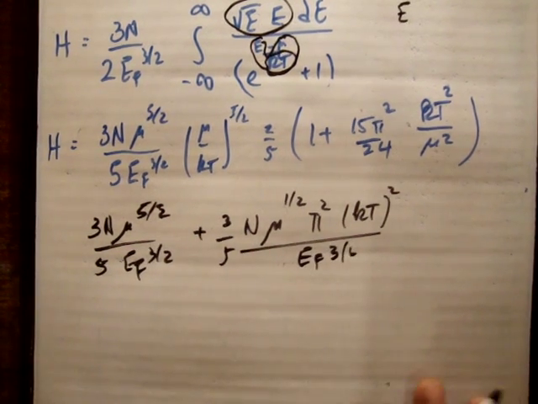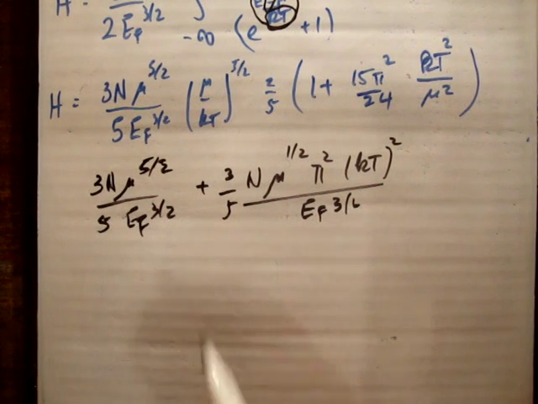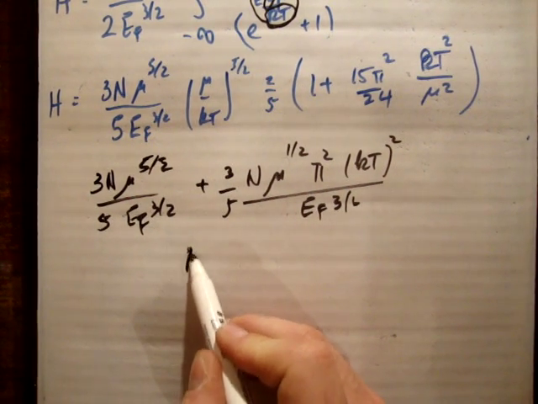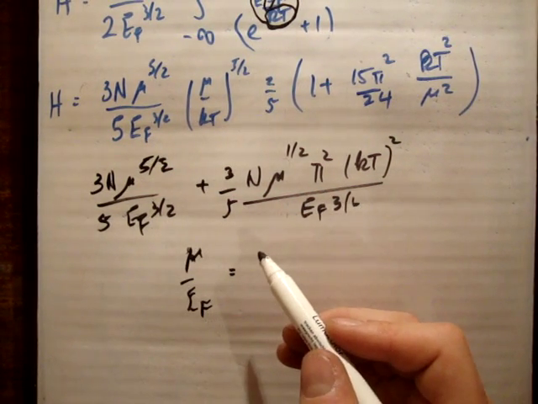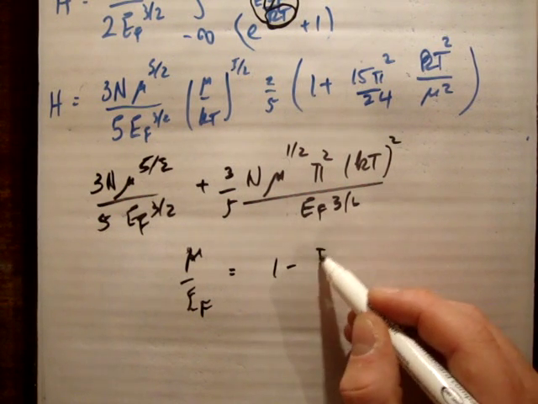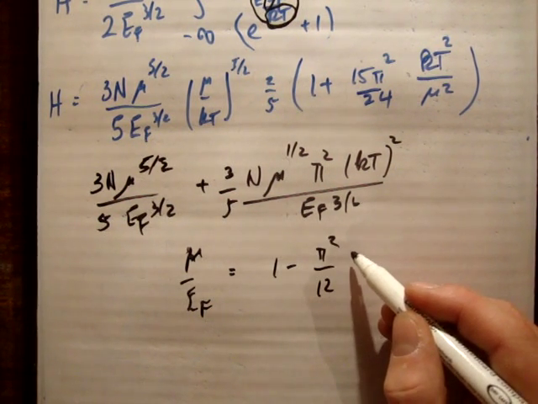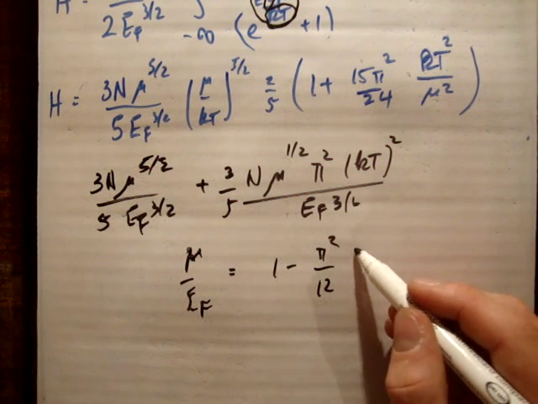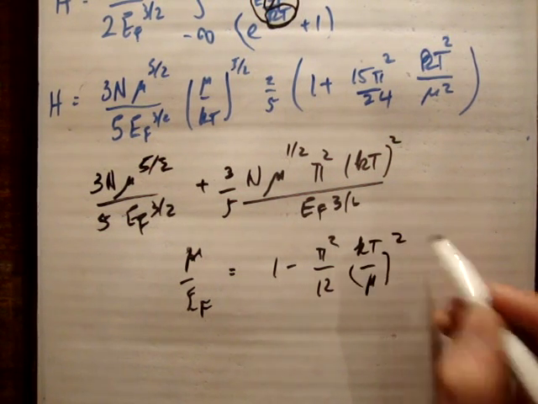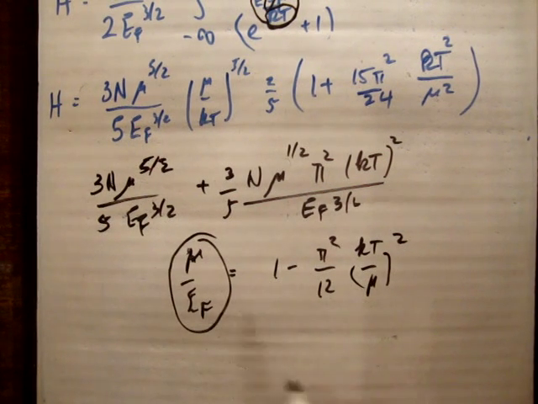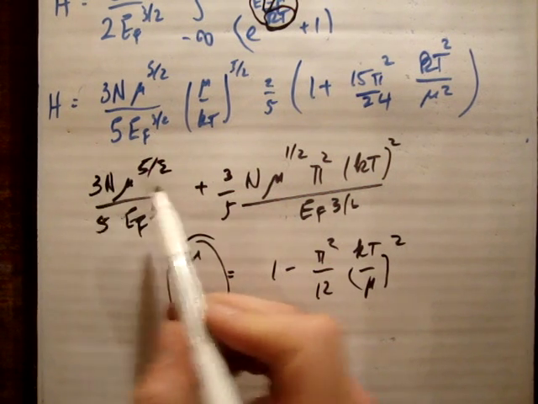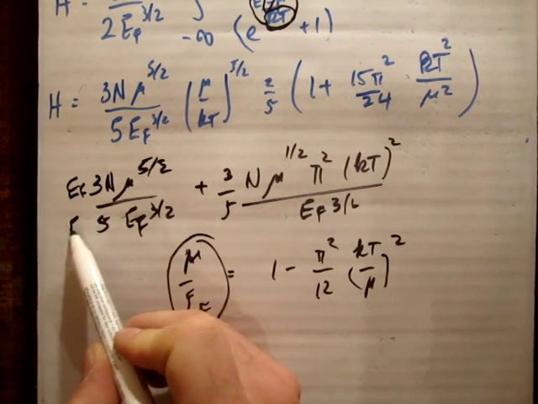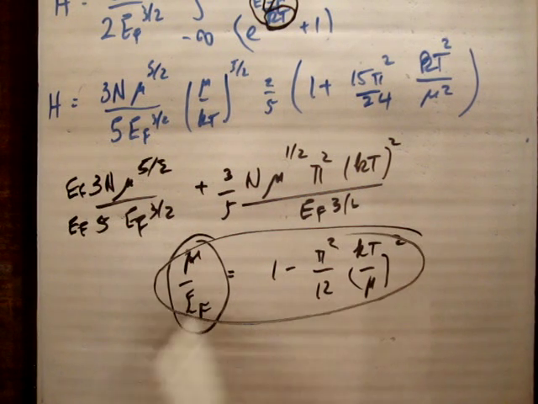Now the thing is, in a previous video, the video on chemical potential, I got an expression for mu over EF, and I had the expression as, let me see here, 1 minus pi squared over 12, kT over mu, squared. So what I'm going to do basically is try and get a mu over EF. So look, we have a mu to the 5 over 2, EF to the 5 over 2. If I multiply above and below by E Fermi, I'm going to get basically an E Fermi to the 5 over 2. And I'm going to use this expression here.